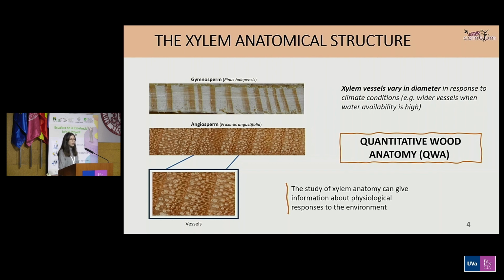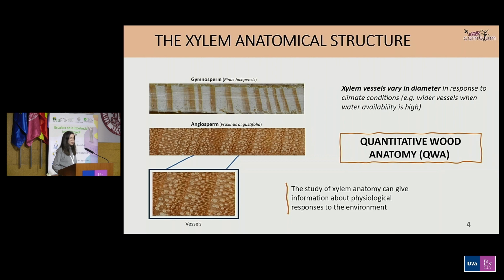Xylem vessels are specialized in water transport, so they are like tubes, they are hollow. Their diameter can vary depending on climate conditions. For example, when there's enough water availability, the tree will adapt by growing wider vessels. The study of the xylem anatomical structure is called quantitative wood anatomy, which can help us to study how the environment shapes the growth of trees.